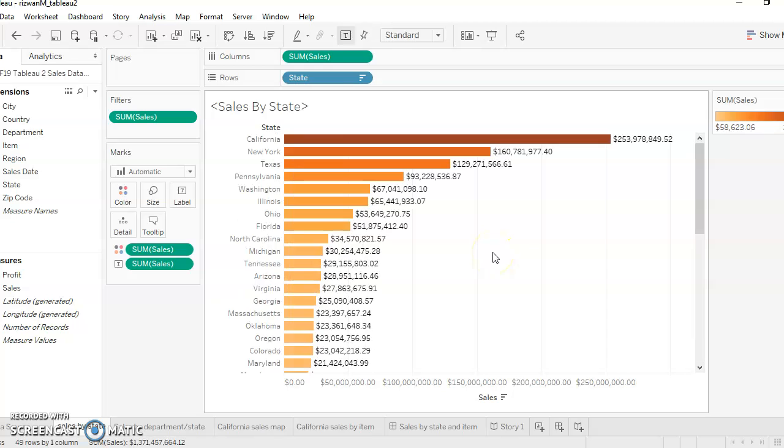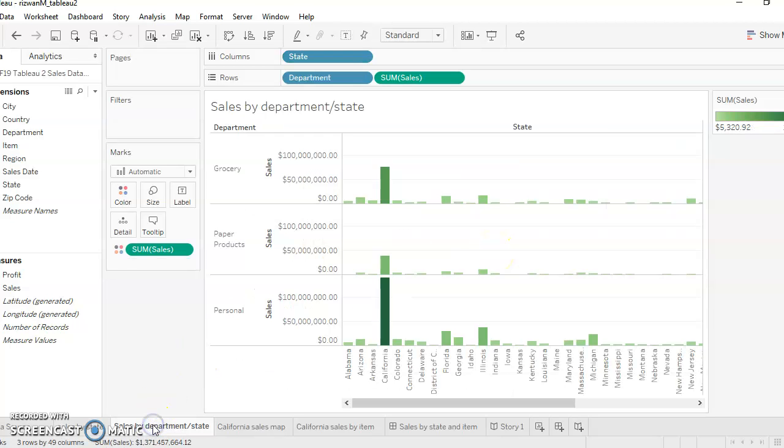Then after that, I decided to look at the sales by department, and I noticed that the grocery, paper products, and personal items all had the highest sales in California once again. And clearly in this bar graph, we can see that California is an outlier because all the other states have a very average sale, whereas in California, it's very high.